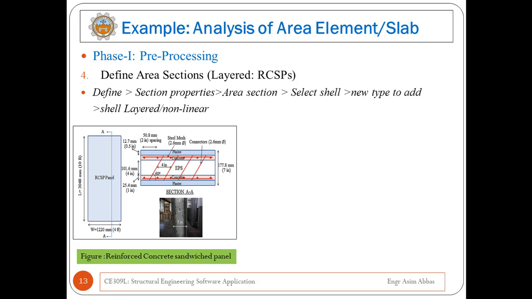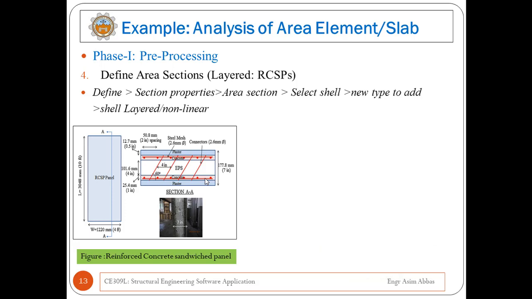Now the second layer is of rebar, right? And the third layer is the expanded polystyrene foam, and the thickness of this layer is 4 inches. Then again the layer of concrete on the other side, and then the layer of rebar. The total layers in this reinforced concrete sandwich are 5, and the total overall thickness of the reinforced concrete sandwich panel is 7 inches.